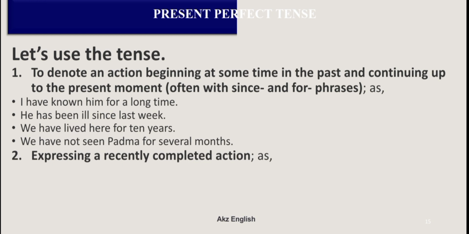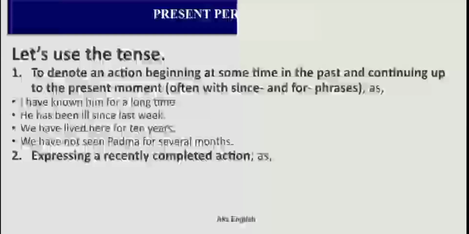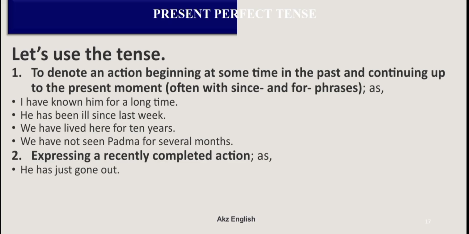The second usage is expressing a recently completed action. The second usage of the present perfect tense is that we may also use this tense for expressing a recently completed action. Any action which has been completed in the past, but in the recent past, not the long or far past. We have the example: he has just gone out.